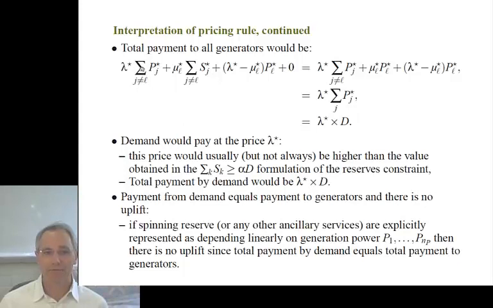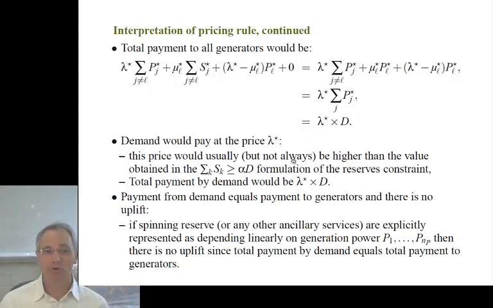If I collect together the first term and the first part of the third term, and I collect together the second term and the third part of this term, what I obtain is lambda star times the sum over j not equal to L of Pj star, then this and that, again regrouping gives me lambda star times the sum of the generations, which is equal to the demand. That is to say, the total payment to all generators is exactly equal to the total payment by the demand at the price lambda star. Demand would pay at the price lambda star.